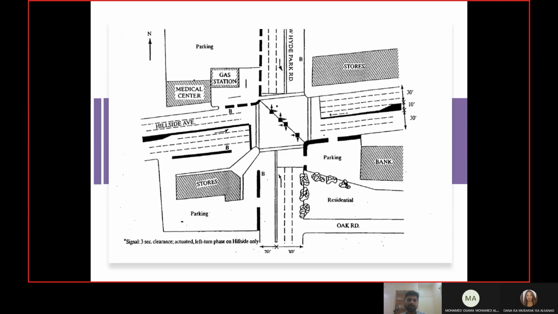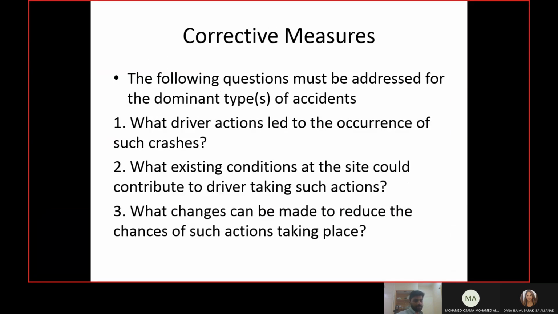So when you are selecting countermeasures, you are basically trying to answer three things. First of all, on your site, find out what type of crash is more dominant. For example, there was one example last time where the right angle crashes were more common, so they put a signal there for solving the problem of right angle crashes. So first of all, find out what crash type is more dominant, and then for that crash type, you answer these three questions, which you can see on the slide here.